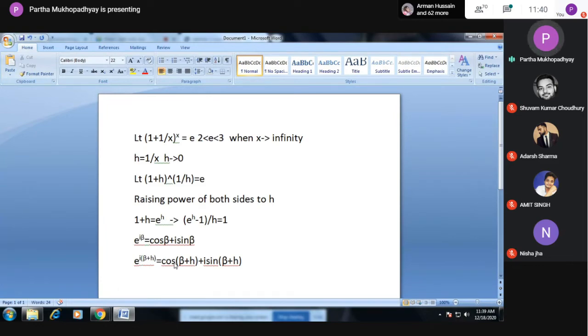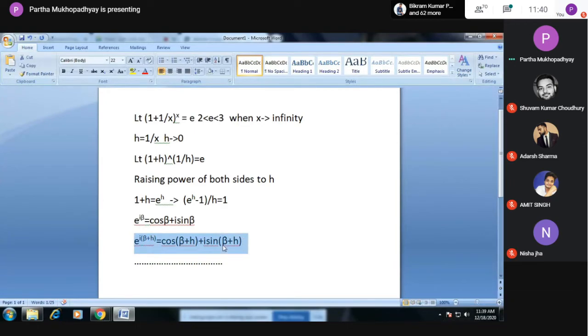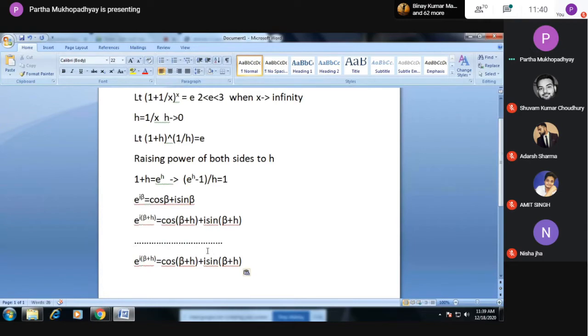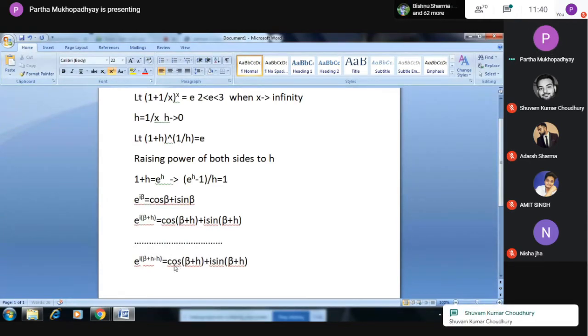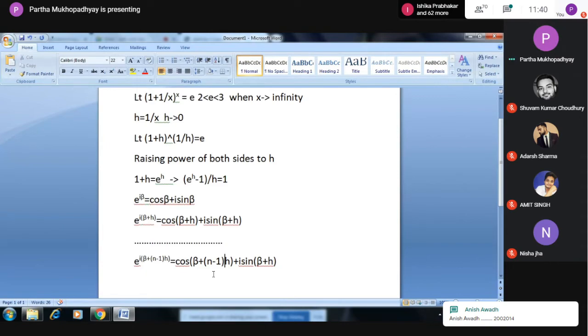Okay. Similarly, in general, if you take these terms, what will be the last term? e to the power i(beta + (n-1)h), and this will be cos(beta + (n-1)h) plus i sin(beta + (n-1)h). Are you clear?